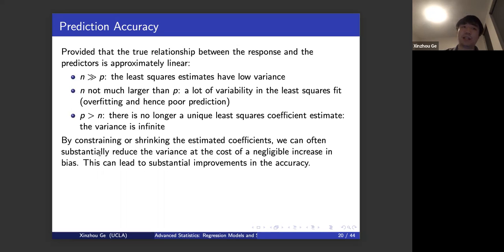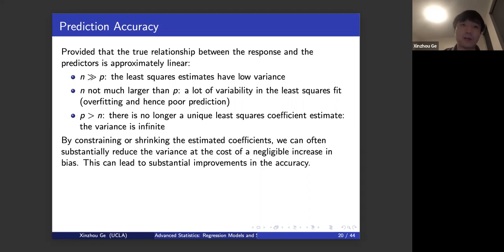The first thing is prediction accuracy. Provided that the true relationship between the response and the predictors is approximately linear, when we have a large number of samples, when the number of samples n is much larger compared to the number of predictors p, the least squares estimate has low variance, and we can safely use the linear regression model with least squares.